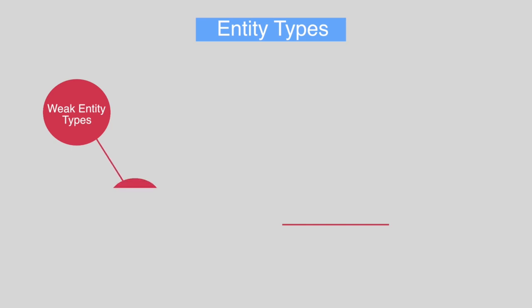Weak entity types do not have key attributes of their own. For example, dependent is a weak entity type in the dependent of relationship. A weak entity cannot be identified without an owner entity.